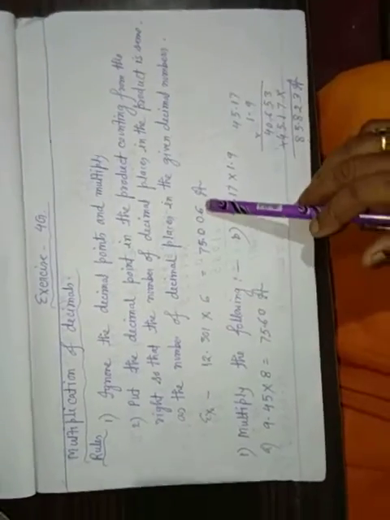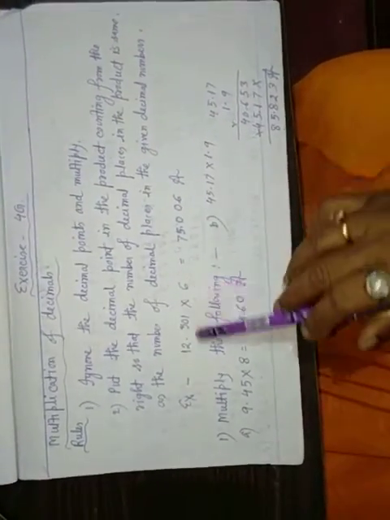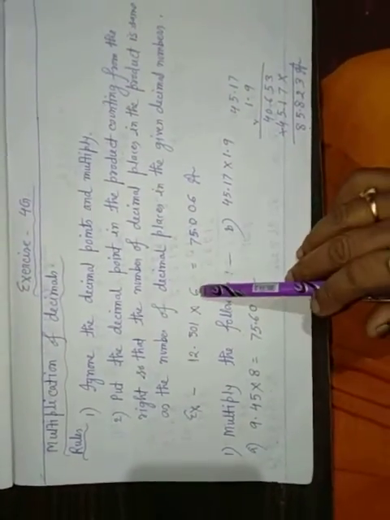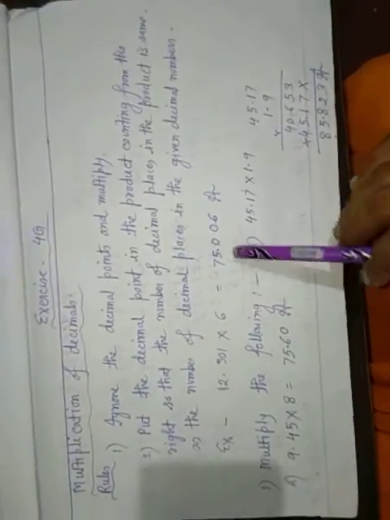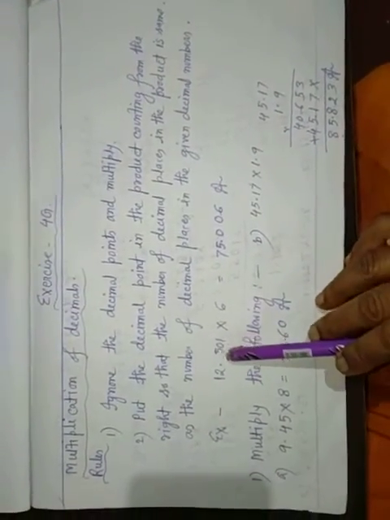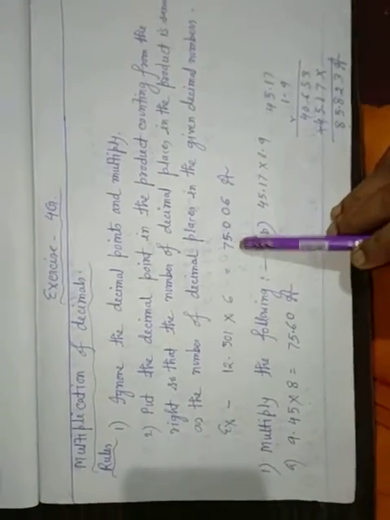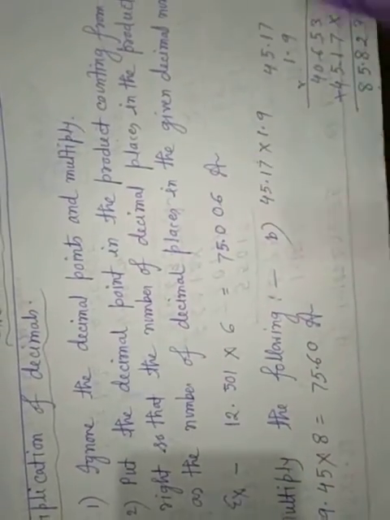That is 6 1 is 6, 6 0 is 0, 6 5 is 30, 0, carrying 3, 6 2 is 12, 3 is 15, carrying 1, 6 1 is 6, 1 is 7. That is 75006. 3 places after, decimal, that is 75.006 answer.